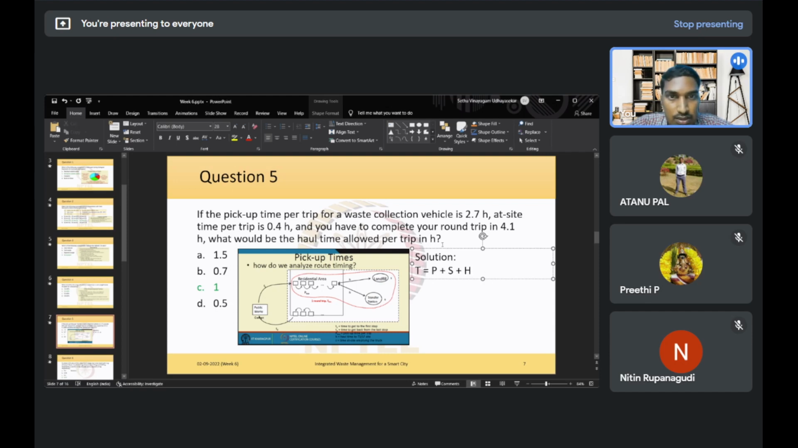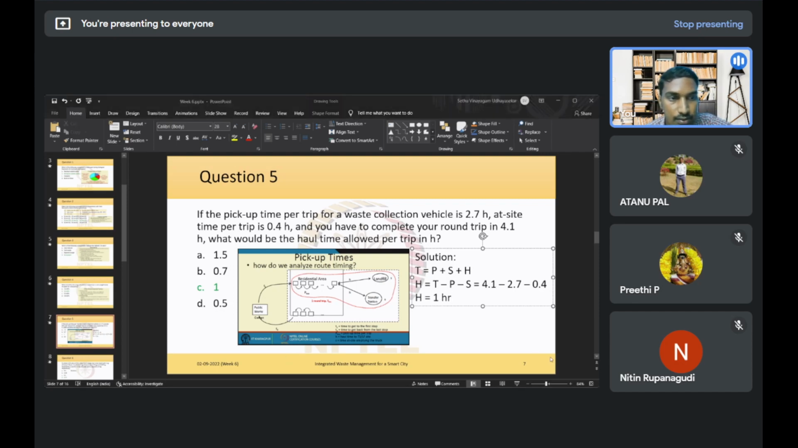Out of this we are given three things. We know capital T, which is 4.1 hours. We know capital P, which is 2.7 hours. We know capital S, which is 0.4 hours. Right. So with that, we will be able to determine capital H. It is nothing but T minus P minus S. So that is 4.1 hours minus 2.7 hours minus 0.4 hours, the outside time. So capital H, the haul time, is equal to 1 hour. So that is option C.